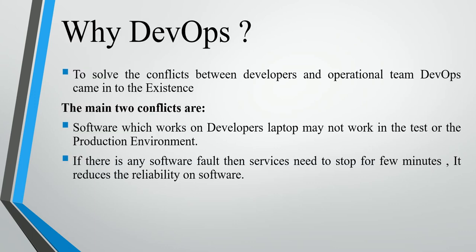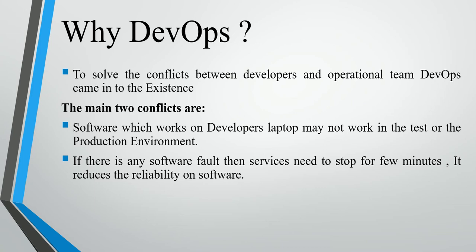Before discussing DevOps, we should know why we require DevOps. DevOps is used to solve the conflicts between developers and the operational team. The developers team consists of people who are participating in requirements gathering, analysis, design and implementation, whereas the operational team consists of people who are participating in the deployment and maintenance phases.